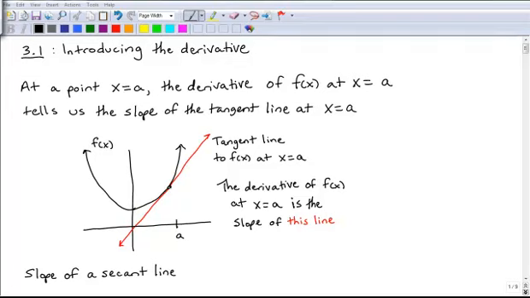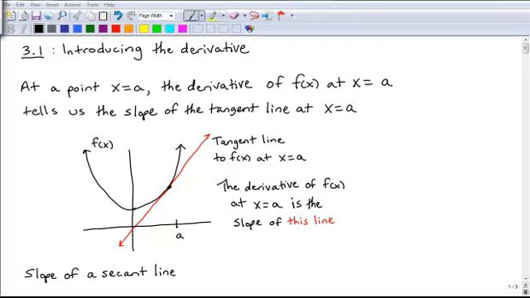So the derivative tells us the slope of this red line here. Notice the tangent line touches the graph in a single point. It just touches the graph at x equals a. Nowhere else does it touch the graph. That's the defining characteristic of the tangent line. And the derivative of f of x at x equals a just gives us the slope of this red line. So to find that, we have to use things called the secant line.